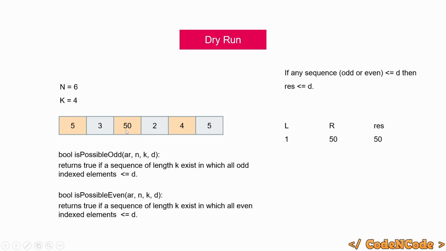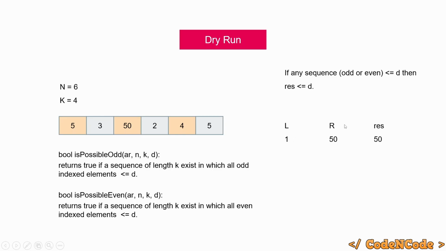For example, if I give you an input in such a way that all of the elements are 50, 50, 50, 50, 50, right? So no matter which subsequence you choose, your result is going to be 50, which is the max element. So your maximum result can be the maximum element of the input array, which is 50. So how we are going to apply binary search is this.